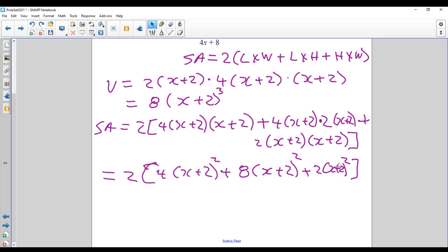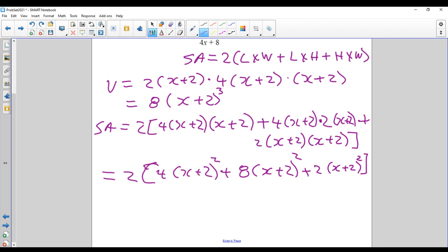Yes? It says something you can't even read properly. Let me erase that and put it back. Okay. So 2x plus 2 squared, and then I'm going to close the bracket. So this is coming from multiplying these two together, the 2x plus 2 squares, okay? I have a 4x plus 2 squared here, I have an 8x plus 2 squared here, and then I have a 2x plus 2 squared here.